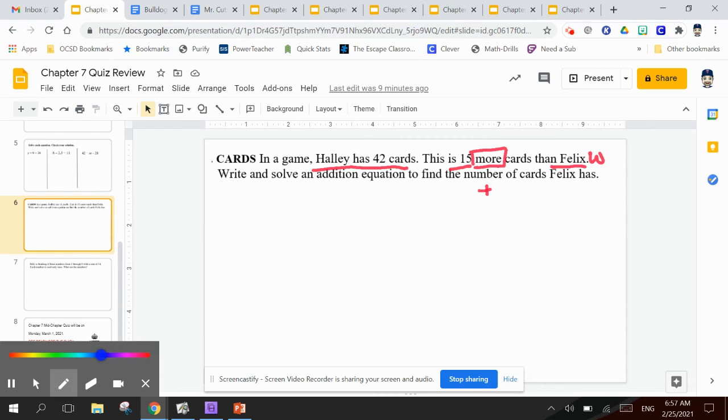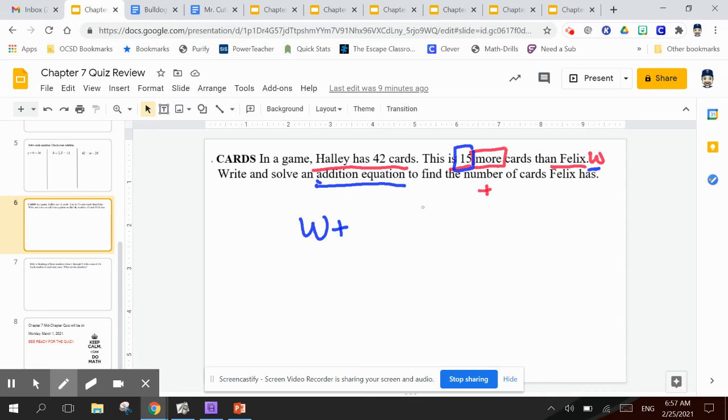So when I write it as an addition equation, I'm going to work backwards. So I have Felix's cards. I don't know how many that is. That's my w. More tells me to add. So I'm going to add what? Those 15 cards that she has more than Felix. And that should equal how many cards Haley has, which is 42. So there's me writing my equation.